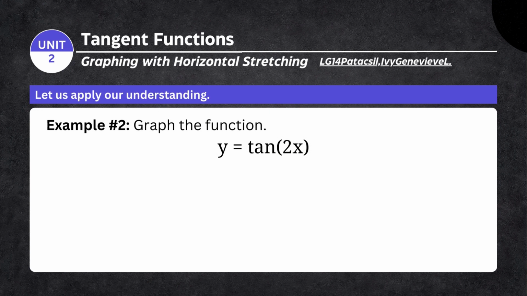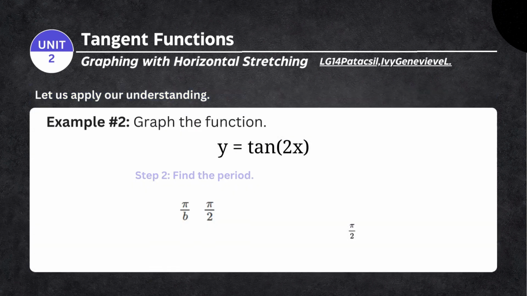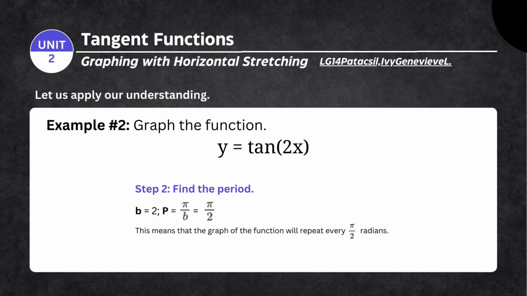We have the function y equals tangent of 2x. For the first step, we need to find the vertical asymptotes. We have x equals the quantity of pi over 2 plus c plus n pi, all over b. As n could be any integer, we can start by substituting 0 and negative 1 and get x equals positive and negative pi over 4 as the vertical asymptotes. Second is finding the period, and as mentioned, it is by dividing pi over the absolute value of b. In the given function, b is already the absolute value, so we get p equals pi over 2.